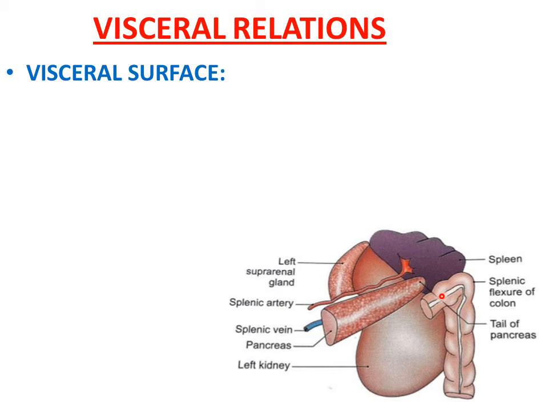Now see, this is the transverse colon. It continues as descending colon at this bend and this bend is known as splenic flexure of colon, right? And it is related to the spleen. And fourth, it is related to the tail of pancreas, right? So because of these surrounding viscera, the 4 impressions are made on the visceral surface of spleen.